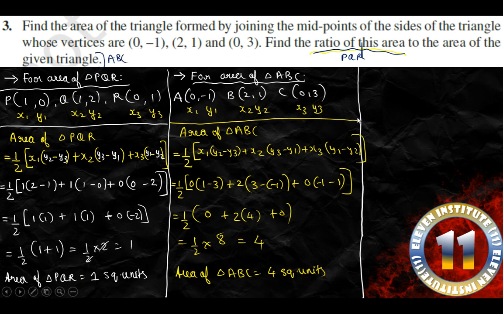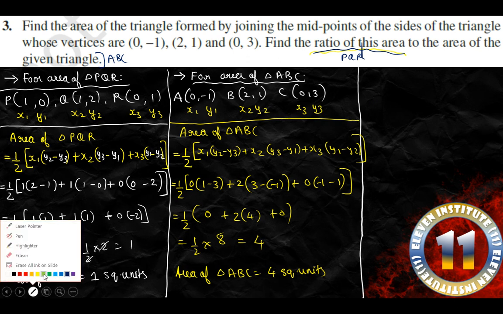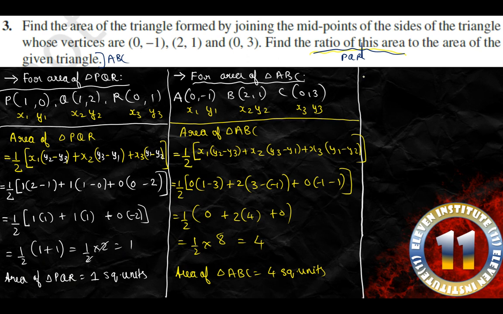So now we have to find the ratio of areas of both the triangles. We can write over here, therefore, area of triangle PQR upon area of triangle ABC. This is the ratio. So the area of PQR came out to be 1, and the area of ABC came out to be 4. So our answer for the ratio is 1/4. And that is obvious, 1/4.